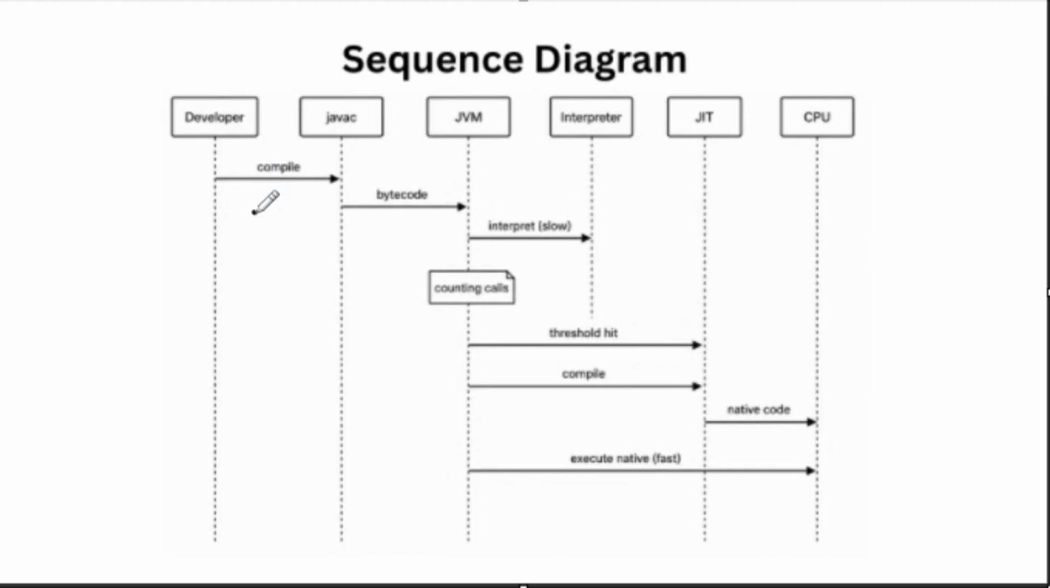Last one, the sequence, step by step. You write Hello.java. Java compiles it to bytecode, the .class file. JVM takes over, loads it, starts interpreting, slow path. But the JVM is counting calls, hit the threshold. JVM tells JIT, compile this method. JIT compiles it once. After that, all calls run native, directly on the CPU. That's the handoff. You, javac, JVM, interpreter, JIT, hardware.